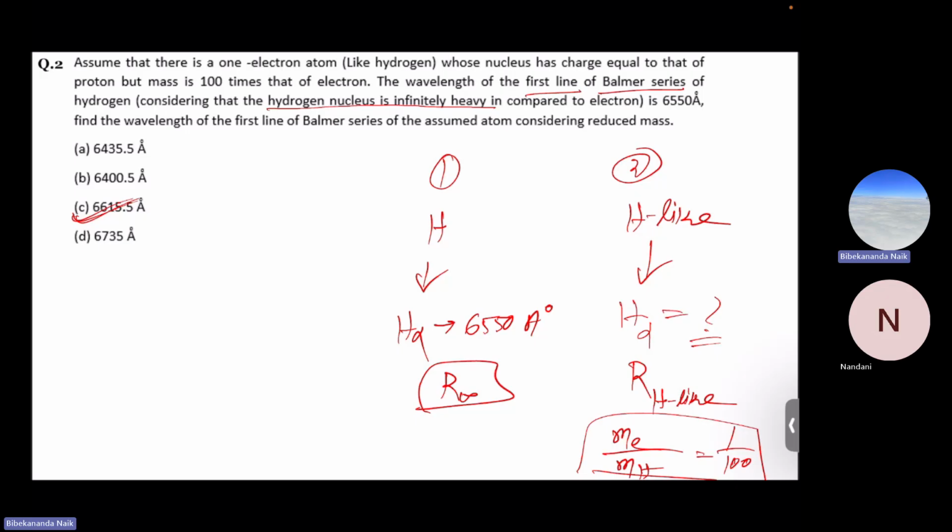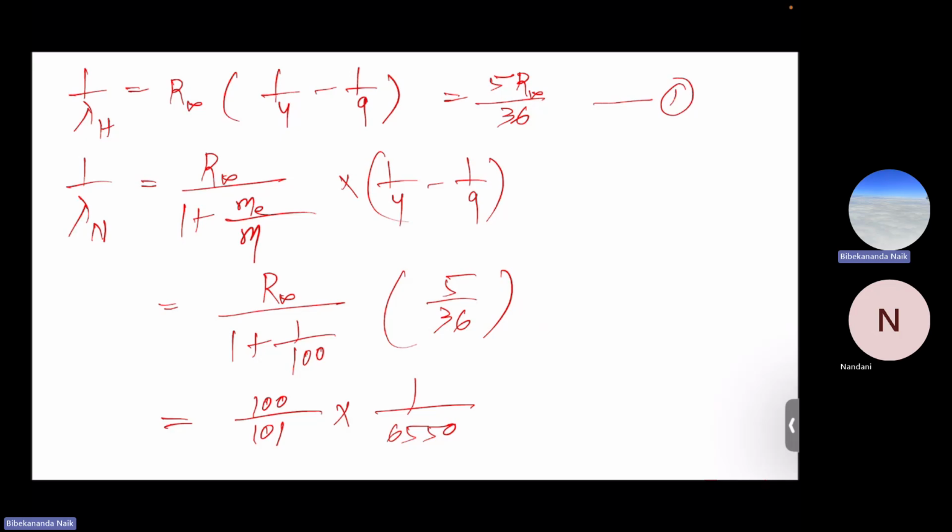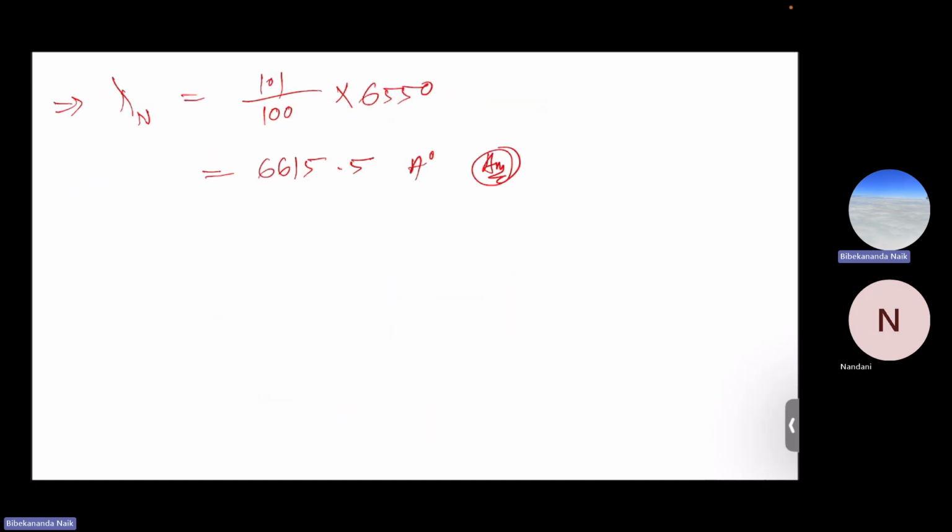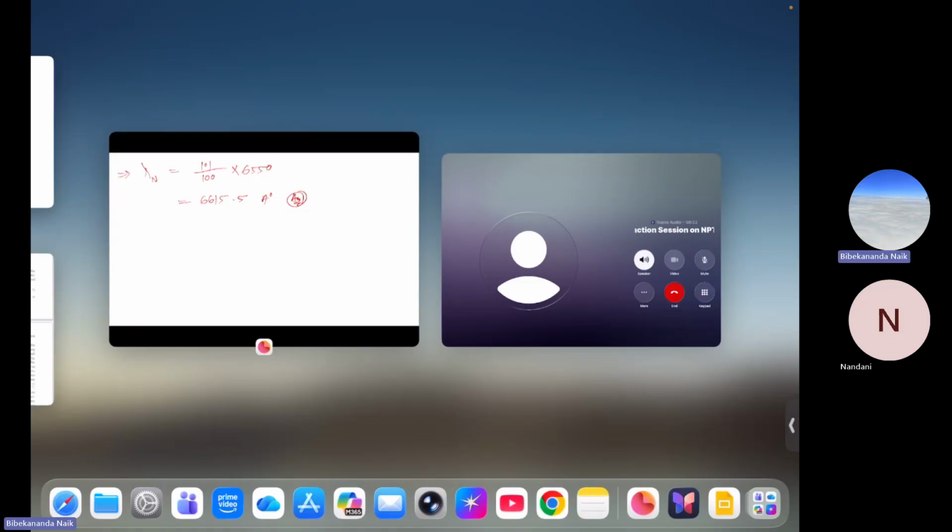Okay, so what we did here, there are two conditions. One was the hydrogen atom for which the nucleus was infinitely heavy. The second case was a one electron atom, hydrogen like, whose nucleus has charge equal to that of proton, but mass is 100 times higher than that of electron. So there are two cases. In one case we will use R infinity, in another case we will use Rn. The relation is Rn equals R infinity divided by 1 plus Me by M. This ratio Me by M was 1 by 100. So if you put the values, the correct answer comes out to be 6615.5.